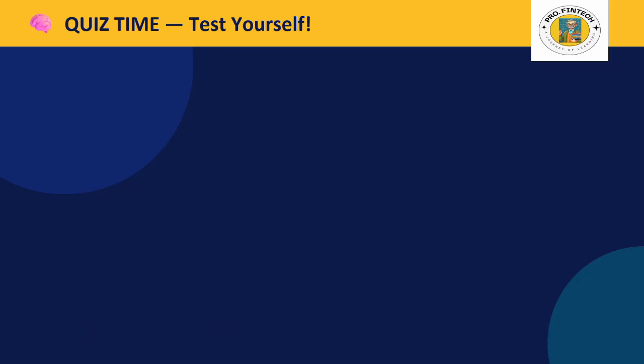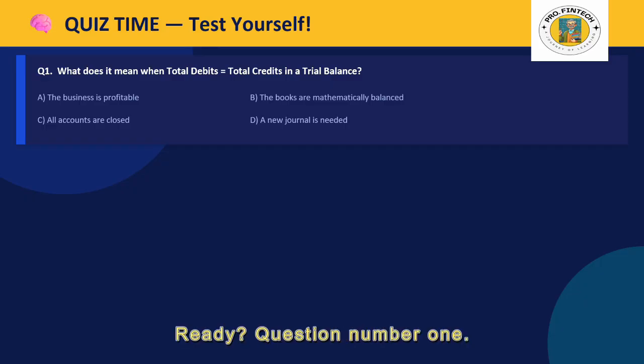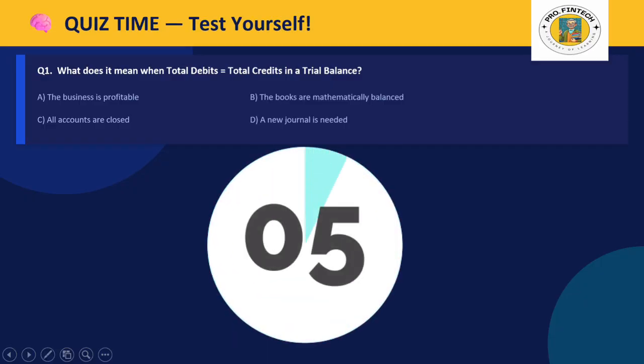Quiz time. 3 questions. Pause after each one. Think about your answer, then unpause to check. Ready? Question number 1. What does it mean when total debits equal total credits in a trial balance?